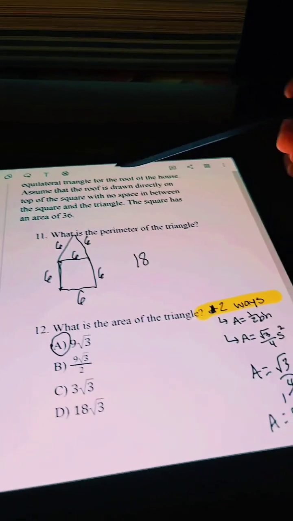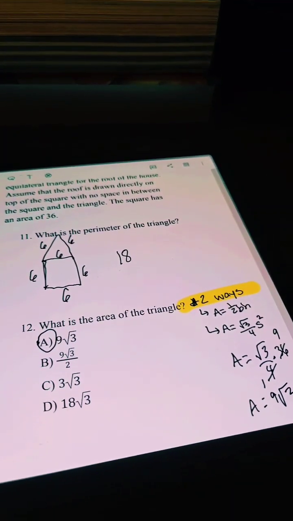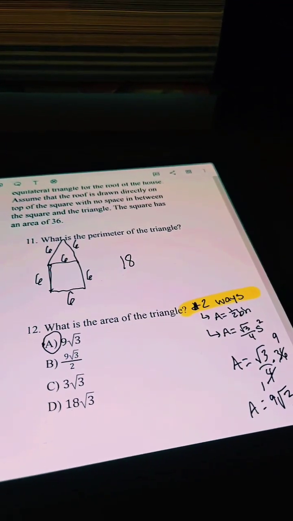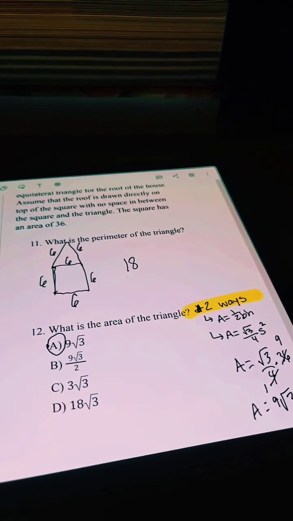So the area of any triangle can be represented by 1/2 times the base times the height.